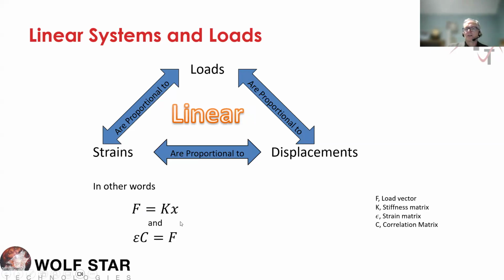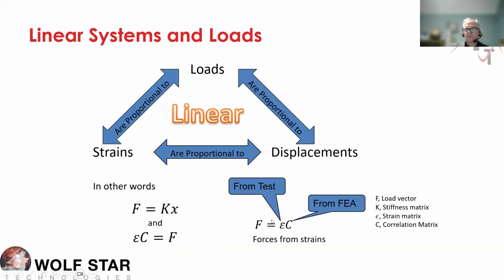That's Hooke's law. So if your structure is obeying Hooke's law on bulk, then the left-hand side of the triangle has got to work for you then, which is strain times a correlation matrix is equal to load. And we're going to calculate loads as being strains from test times a correlation matrix from FEA. This is what we're doing here. This is what's known as influence coefficients if you look it up in the literature.